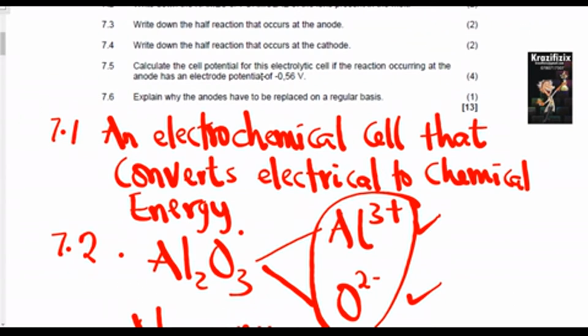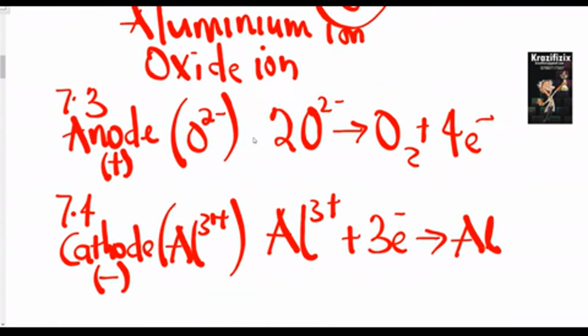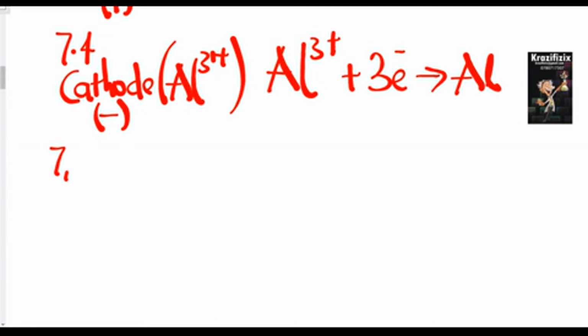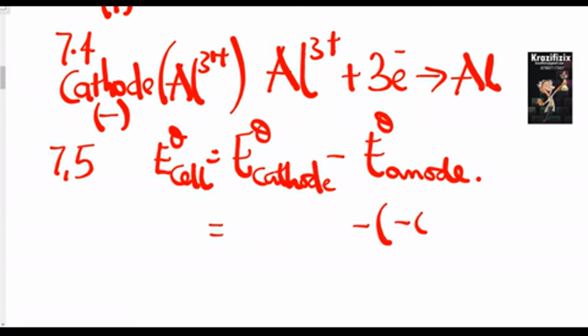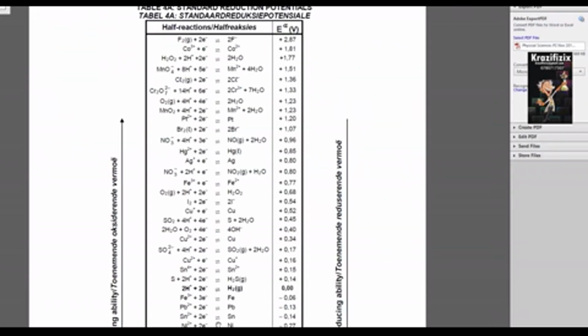7.5, calculate the cell potential for the electrolytic cell if the reaction occurring at the anode has an electrode potential of that anode. Remember, that's the oxide. The reason is that the value of the oxide is not given on the electrochemical table. Our formula would remain E cathode minus E anode. We already know this one to be negative 0.56. The question is, what is aluminium? So we need to run back to our table to get the value of aluminium.